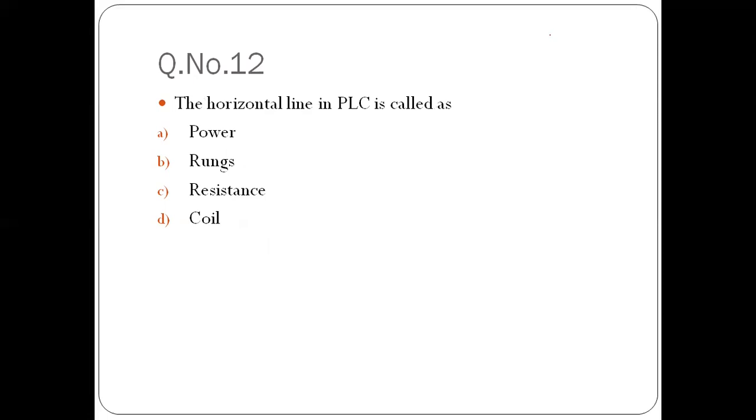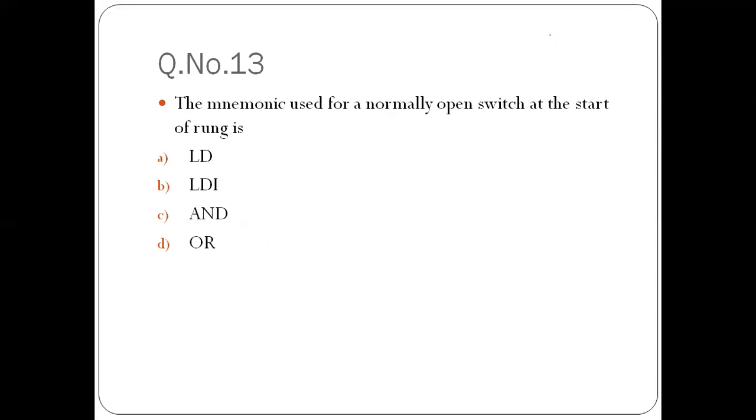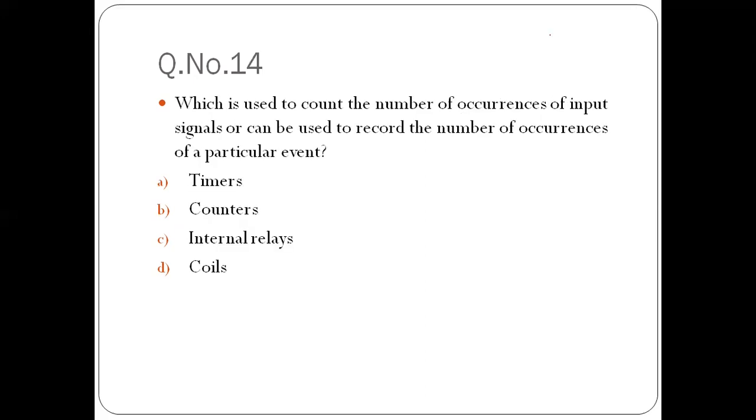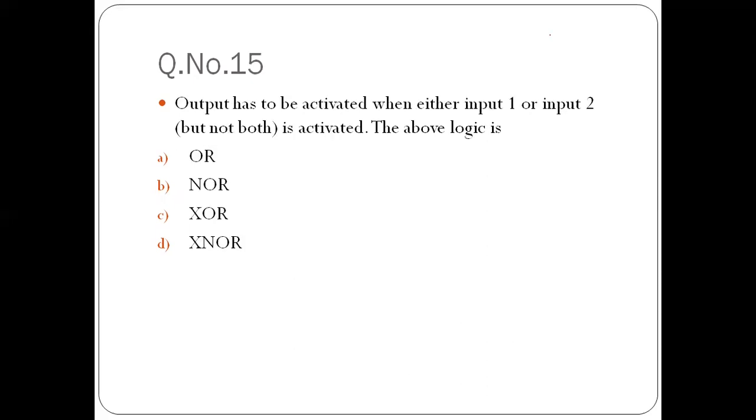The horizontal line in PLC is called as rungs. Option B is the correct answer. The mnemonic used for a normally open switch at the start of a rung. We have already discussed. For a normally open switch at the start of a rung, we use LD. Which is used to count the number of occurrences of input signals or can be used to record the number of occurrences of a particular event? So for counting, we use counters in PLC.